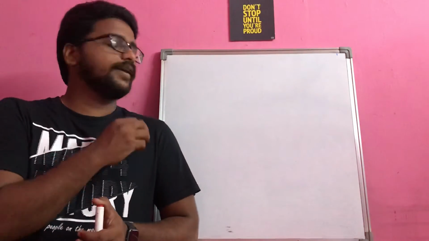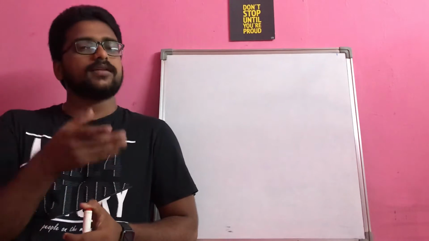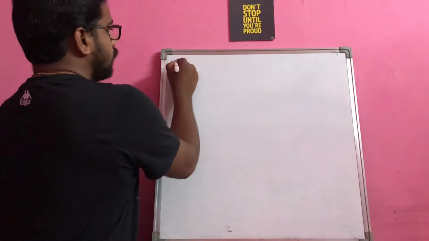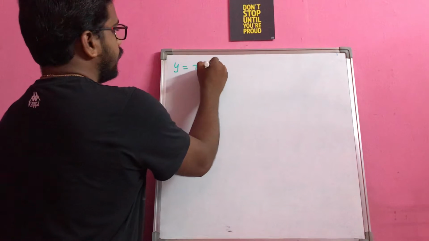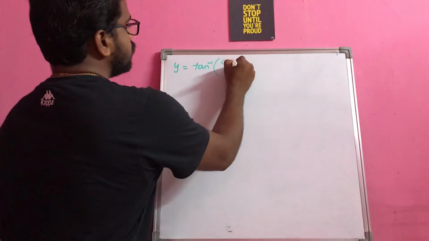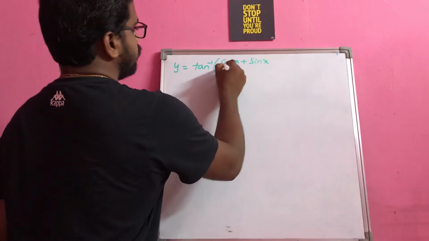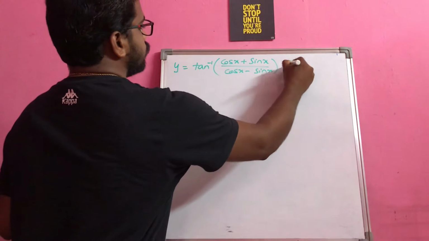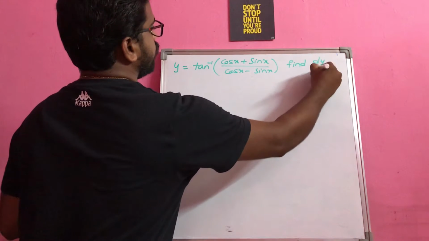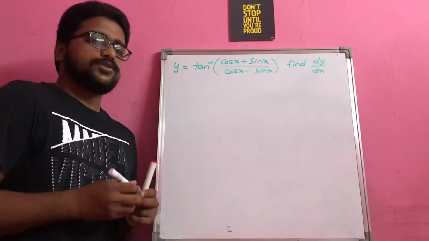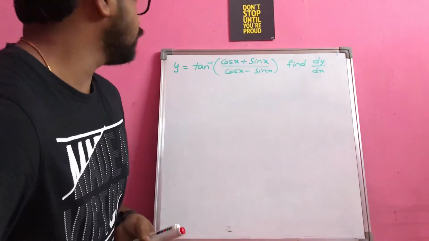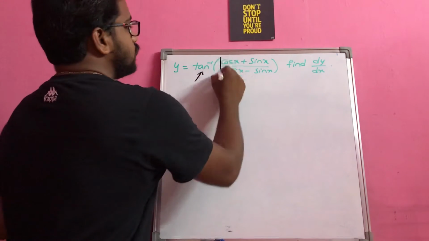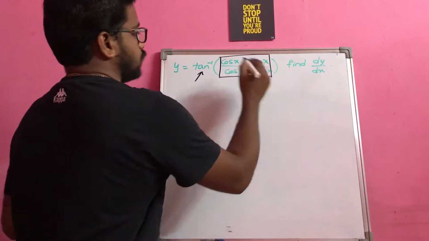So I will just give a simple example and then we will go into today's topic. See, for example, if I have a question like this, y is equal to tan inverse of, say, cos x plus sin x divided by cos x minus sin x, and if I ask you to find the value of dy by dx. Okay, so it is very clear in this question, the outside function is a tan inverse function and the inside function is with respect to cos and sin.